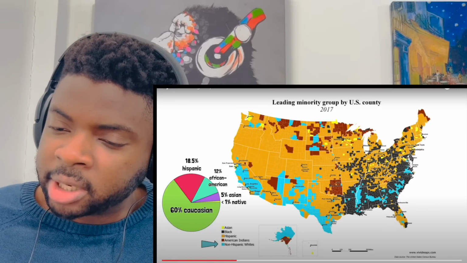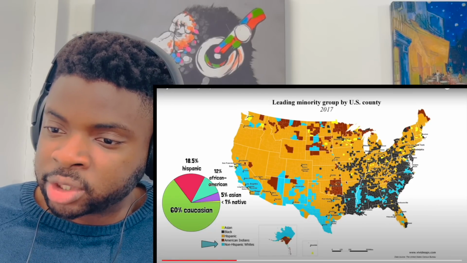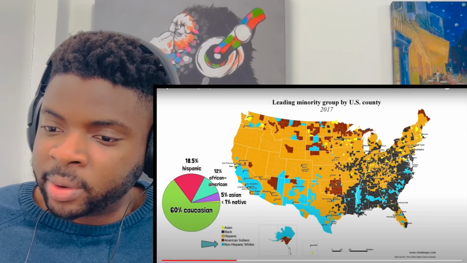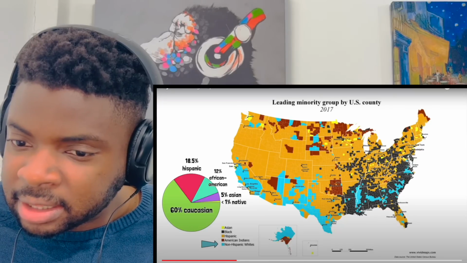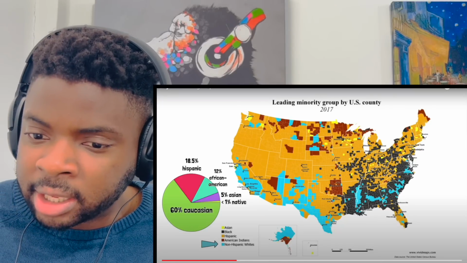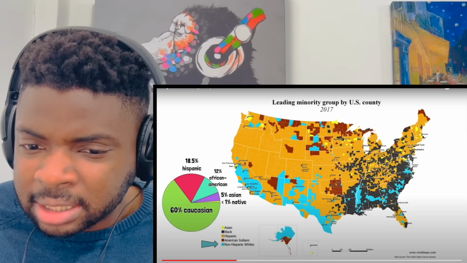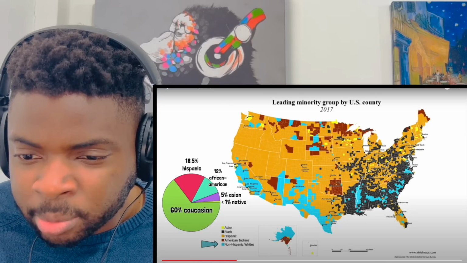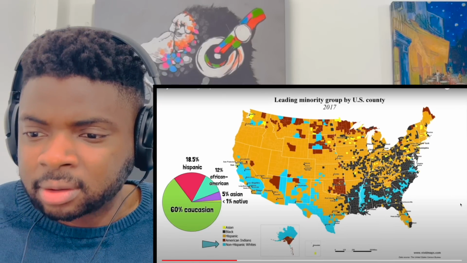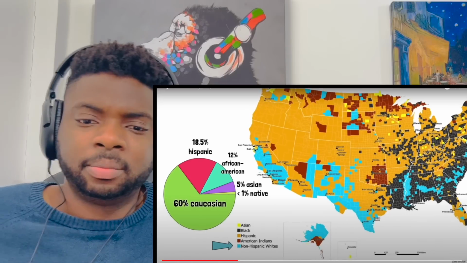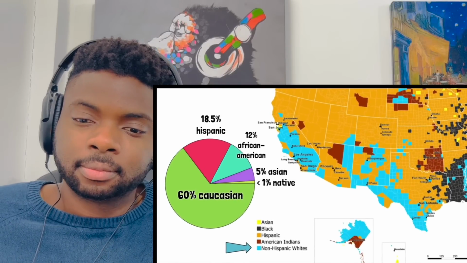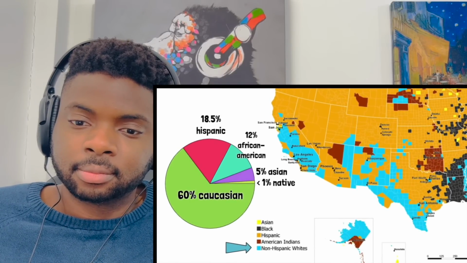Interesting. So it seems like black people, there's a massive concentration in this part of the US. So again, like this you would call the South, right? Even though I guess wouldn't this also be the South? is 60% Caucasian, 18.5% Hispanic, 12% African American, 5% Asian, and less than 1% Native American.